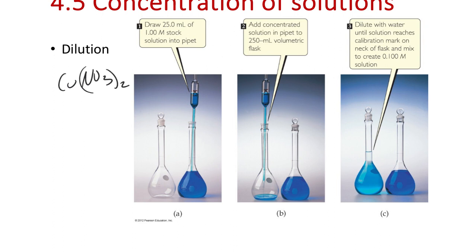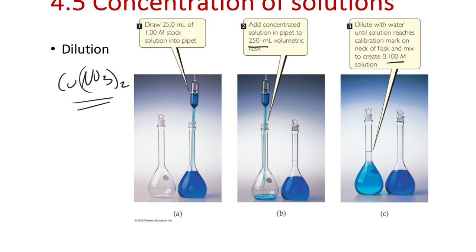So 1 mole of this compound per liter of solution, you take 25 mils of it, add it to a new flask, and then fill that new flask to the 250 milliliter mark with as much water as it takes to fill to that mark. So our new solution volume is 250 milliliters. What we've done is decrease the concentration of the solution by a factor of 10, because we've taken 25 mils and diluted it to 250. The new concentration becomes 0.100 molar.